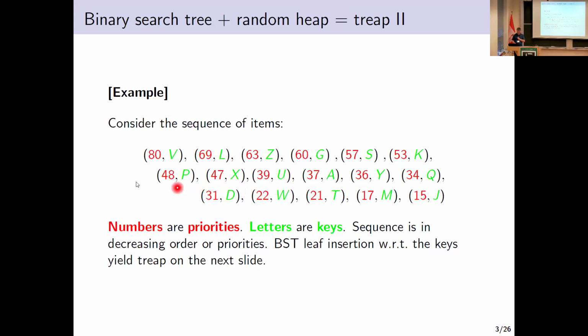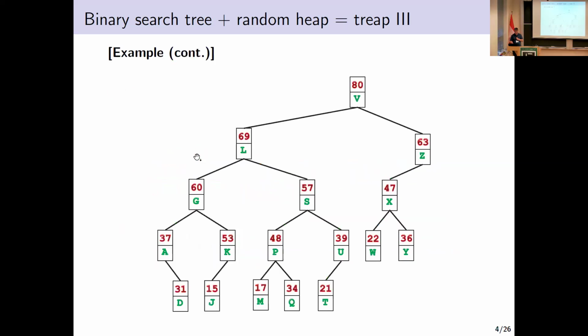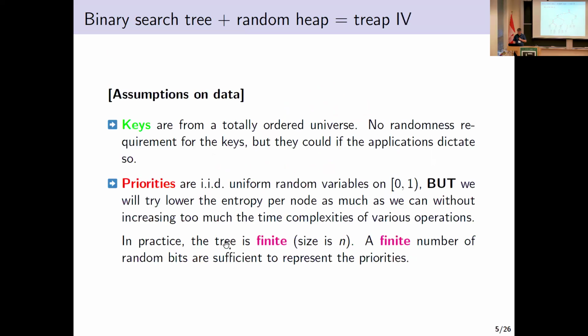Then we do insertions according to the keys, okay? And what we get is this type of tree. We see that the priorities satisfy the heap order, and the keys satisfy the binary search order, the in-order.